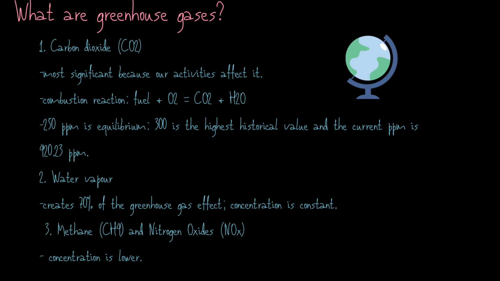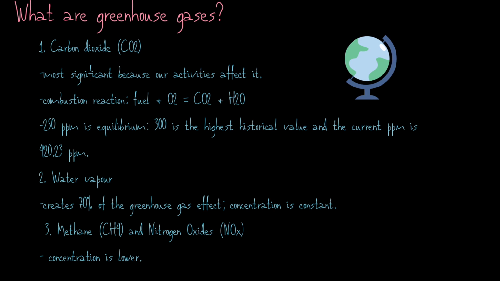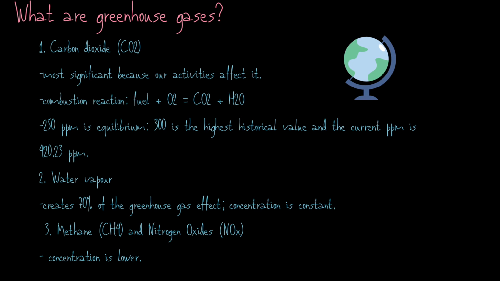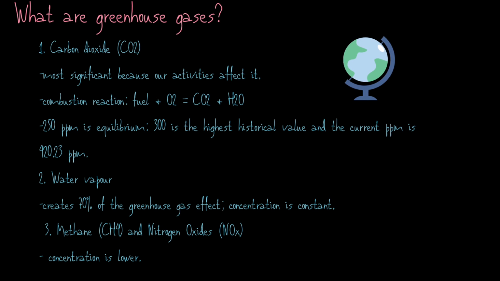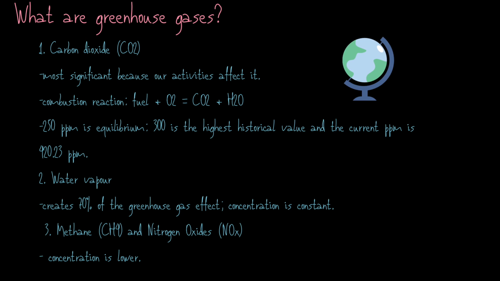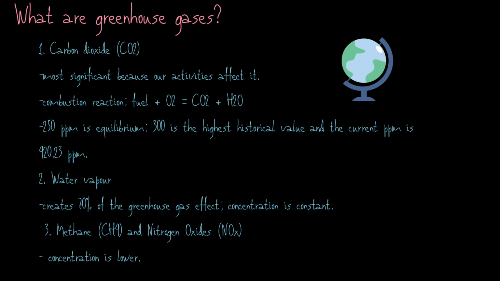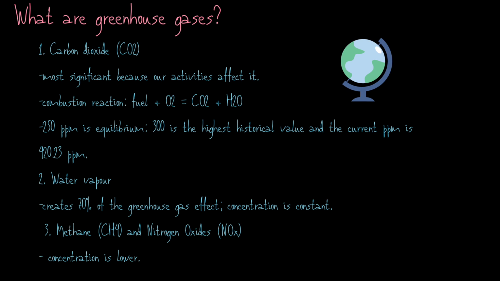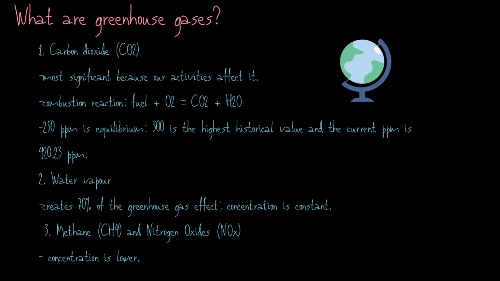These are our main greenhouse gases. First is carbon dioxide, commonly known as CO2. It is the most significant because our activities affect it. Things like driving a car or factory production all produce CO2, which goes into the atmosphere. Its combustion reaction is fuel plus O2 equals CO2 plus H2O. 250 ppm is equilibrium. 300 is the highest historical value, but the current ppm is 420.23 ppm.